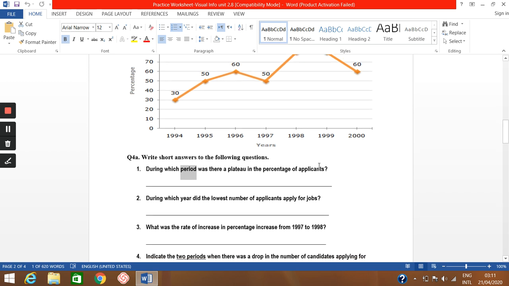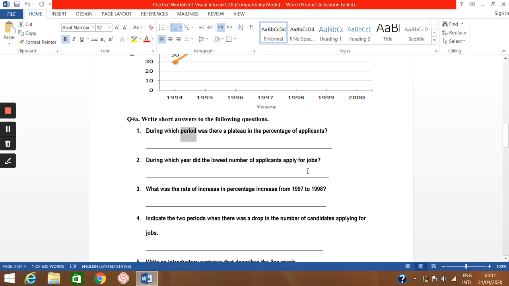Okay, now let's move to the second question, and after that we can look at the graph. The second question here says, it's very similar. During which year, remember this time your concentration is on the year rather than the whole period, did the lowest number of applicants apply for jobs? So you have to concentrate on the keywords here. The key phrase is the lowest number. So we need to know the lowest number of applicants in which year.